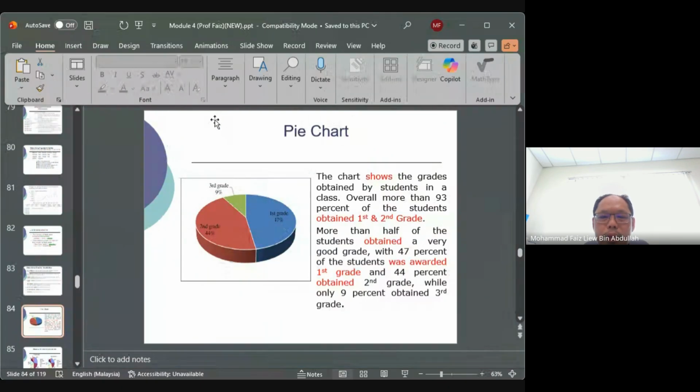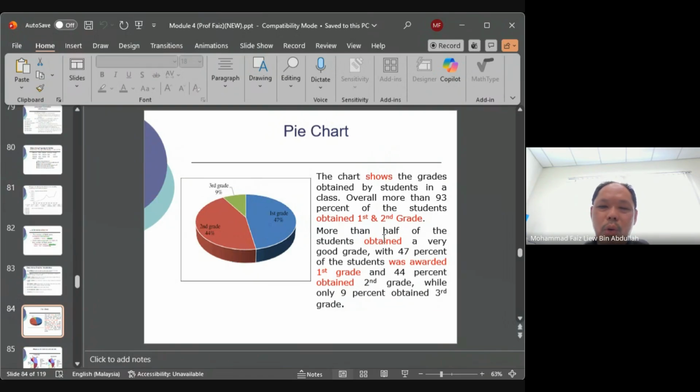So this is, for example, another pie chart. Look at this pie chart, a very simple one. So we can see how we explain. This is about three grades. First grade, second grade. When you explain this pie chart, the way you write it should be like this. The chart shows the grades obtained by students in the class. Overall, more than 93% of the students obtained first and second grade, from this combination level.